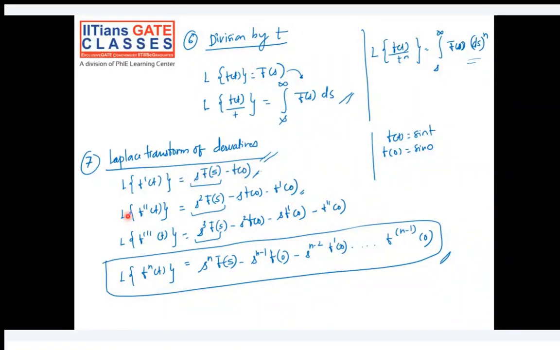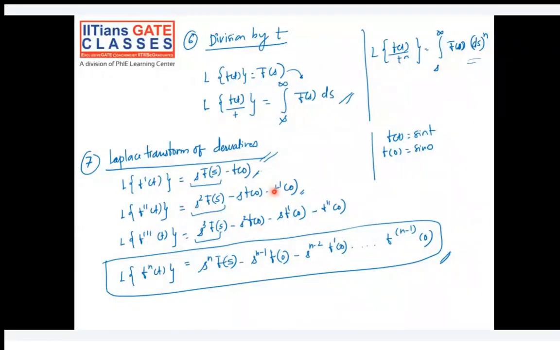The next one is the Laplace transform of f double dash of t. It will be s square f bar of s minus s f of 0 minus f dash of 0. So basically, the first term will be f bar of s, and you will multiply with s square, s cube, depending on the order of the derivative, and then you will go on reducing the power of s. Here it will be s square, then s raised to power 0, and then you have to stop.